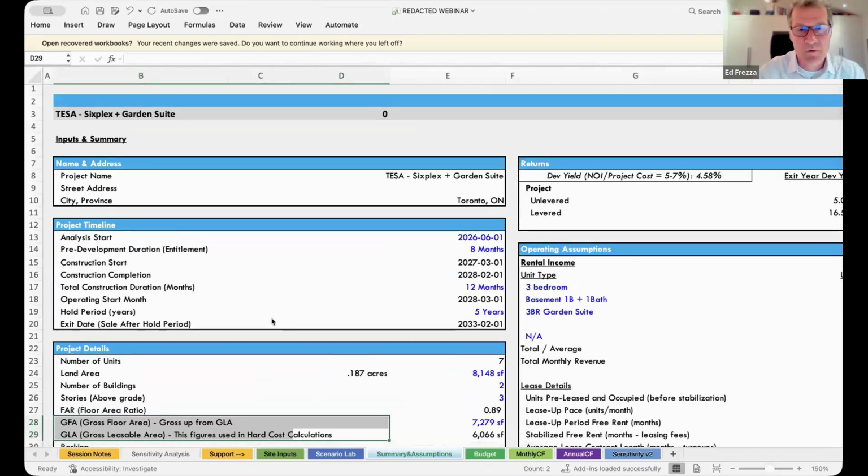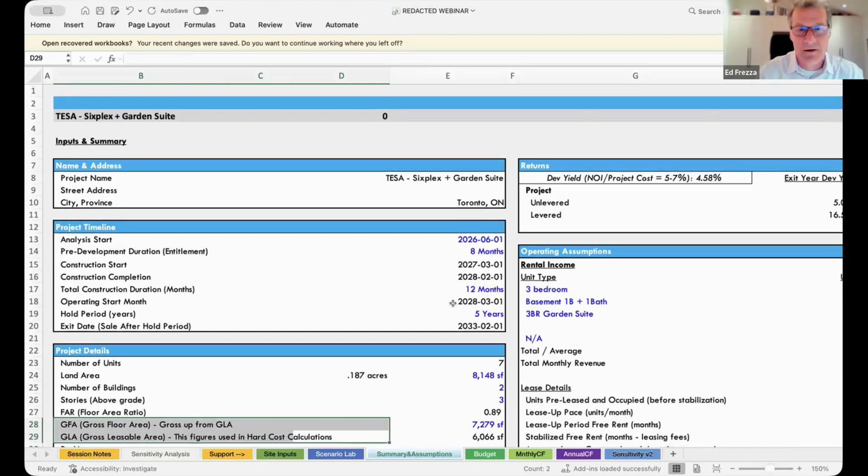So of course you've got the project name. We've redacted the street address just for confidentiality reasons. Again, this is an actual financial analysis. We did not make this up. This is one that we actually used with a client, but we've redacted all confidential information to protect the privacy.